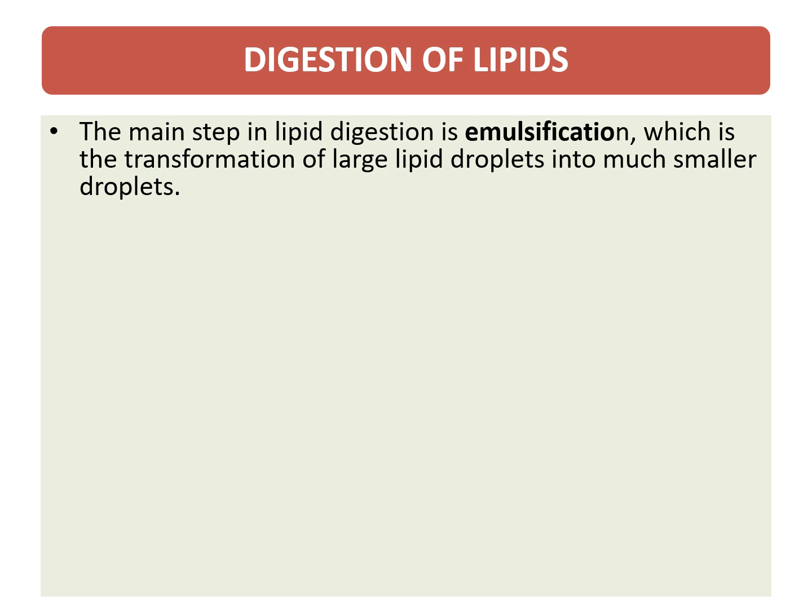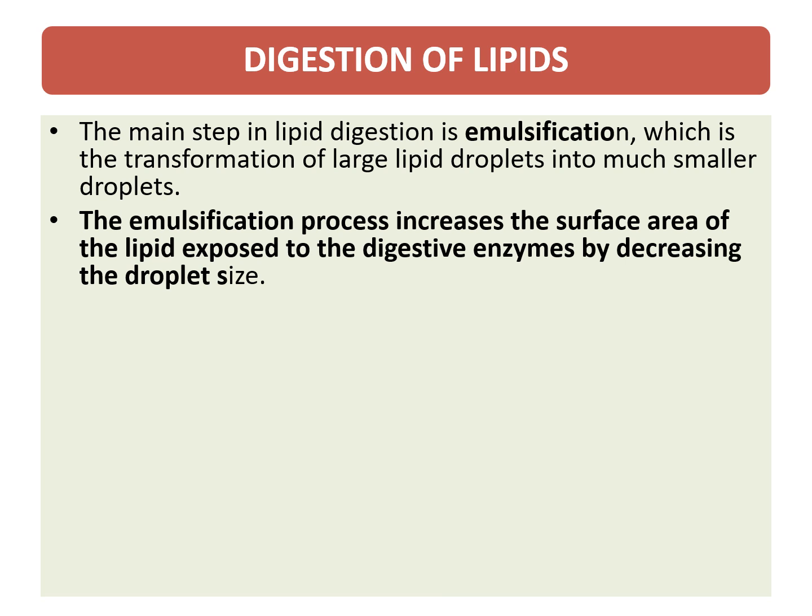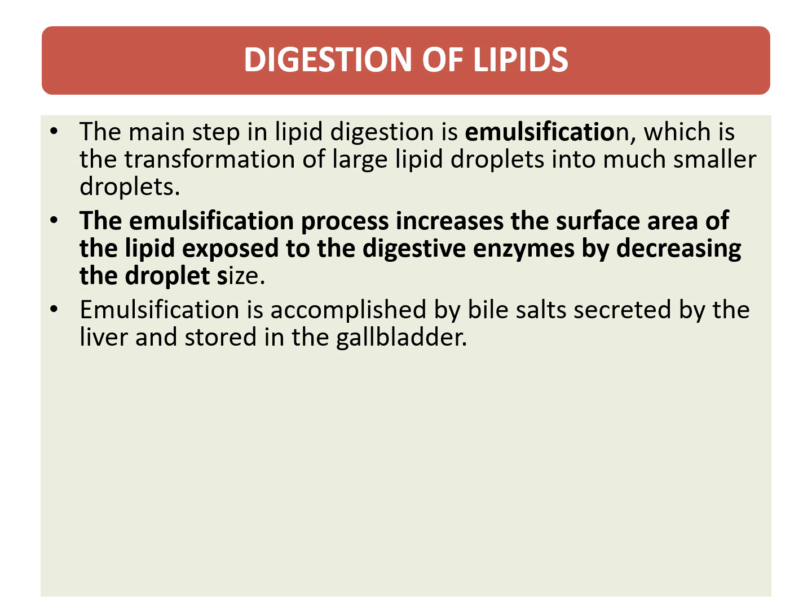The main step in lipid digestion is emulsification, which is the transformation of large lipid droplets into smaller droplets. The emulsification process increases the surface area of lipid exposed to digestive enzymes by decreasing the droplet size. Emulsification is accomplished by bile salts secreted by the liver and stored in the gallbladder.